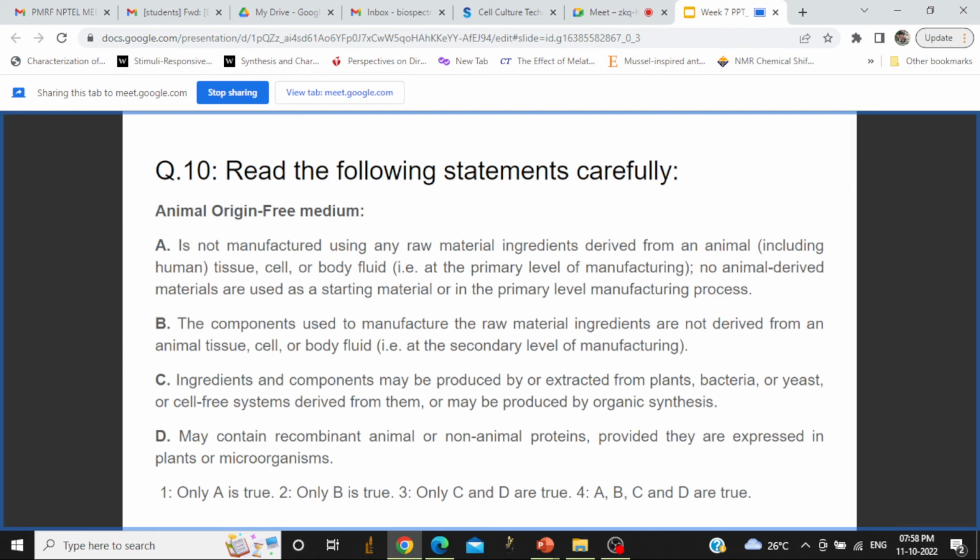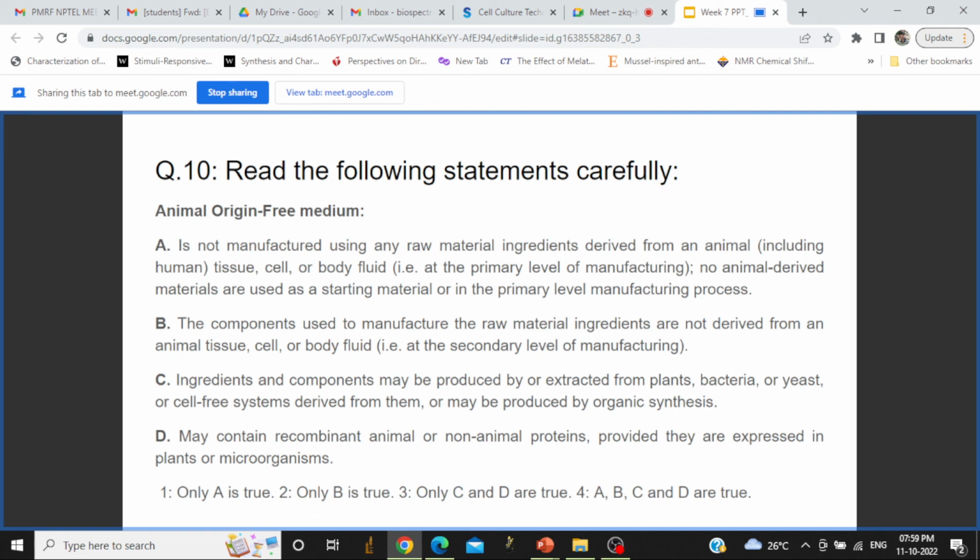And the last statement is, these animal origin free media may contain recombinant animal or non-animal proteins, provided they are expressed in plants or microorganisms. For example, there are some essential components which are only present in animals, like amino acids, some growth factors. If they are very essential for the growth medium, for the growth of cells, in animal origin free media, they can be added, but they can be produced by the recombinant DNA technology.